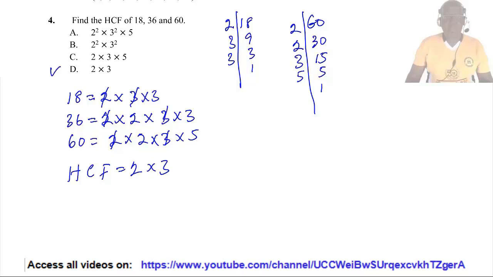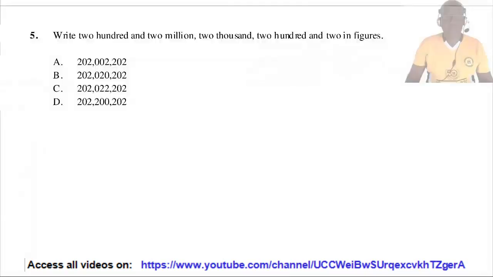Question 5. Write 202,202 in figures. That is 202,202. The answer is D.